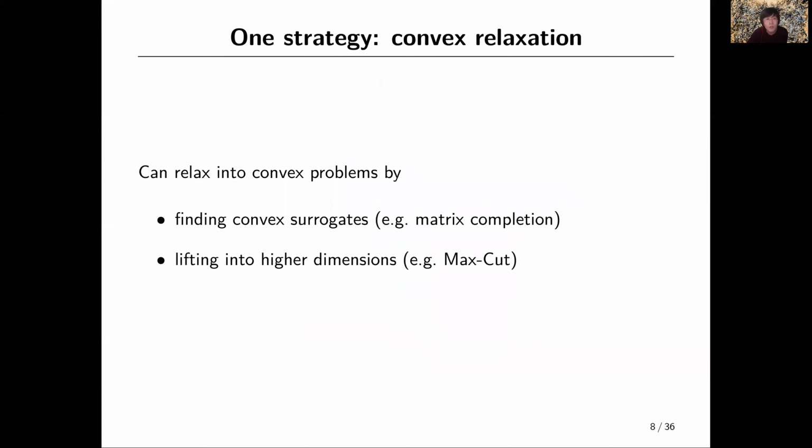One possible strategy to bypass such a pessimistic view is to resort to convex relaxation, where you can do this by coming up with some convex surrogates for the objective of interest. One example that we will talk about is in the context of the matrix completion application. Another possibility is using the so-called lifting trick, which lifts the object of interest into a higher dimension, such as in the application of max cut.